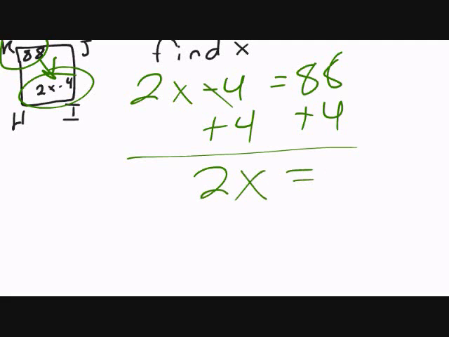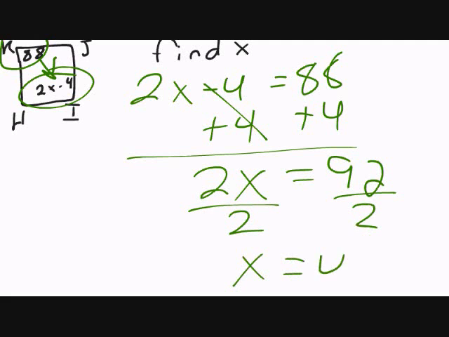Leaving us with 2x, because those cancel out, is equal to 88 plus 4, which is 92. We divide both sides by 2, and we get x is equal to 46. And there you go, we solved for x.